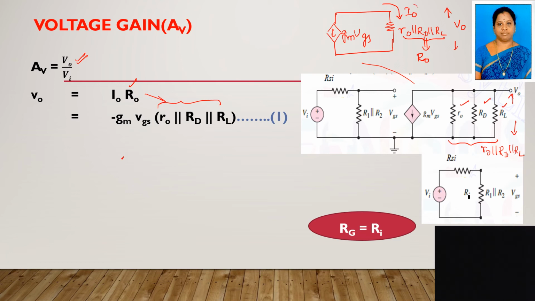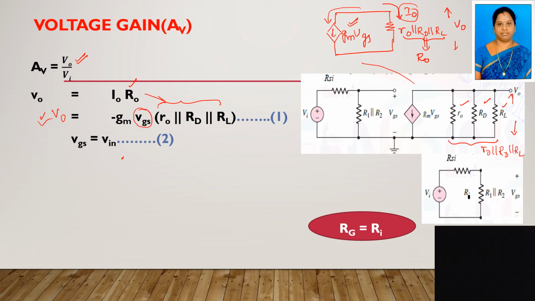This I0 is the current flowing through this resistance. And gm into VGS is also a current source. But this current is going in this direction, whereas this gm into VGS is going in the opposite direction. So what is the relationship between I0 and gm into VGS? I0 equals minus gm into VGS, right? So next I have to find out what is VGS, because my aim is to find out AV. But here in this formula, V0 equals minus gm into VGS times the output resistance, so this V0 is in terms of VGS only.